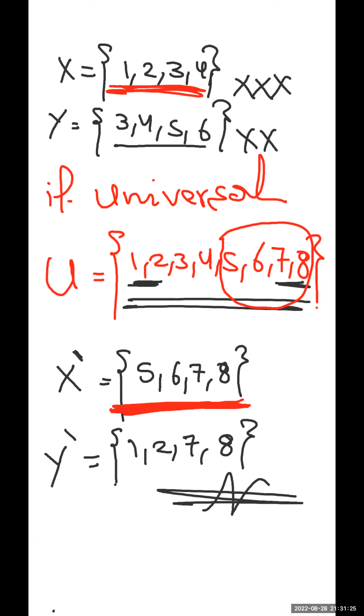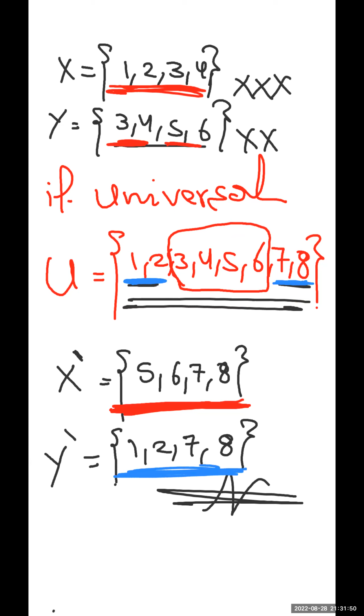Now, the same procedure on Y complement. Y consists of these elements 3, 4, 5, 6. So exclude 3, 4, 5, 6 from the universal. Now the remaining elements complement Y: 1, 2, 7 and 8. So this is Y complement. Okay, guys? Is it clear?